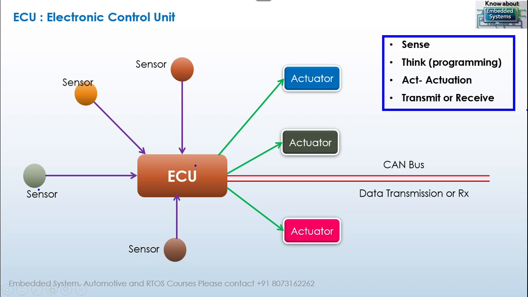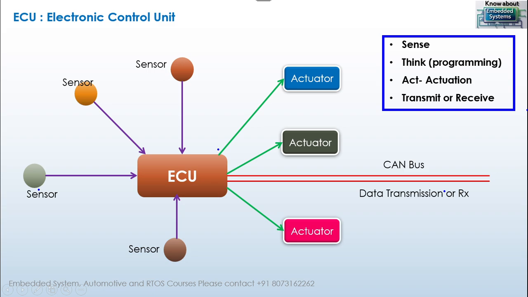In the vehicle, you will find more than 20 to 30 different ECUs. And these ECUs will communicate from one ECU to another ECU with proper information. Sometimes one ECU will transmit data to another ECU, and one more ECU will receive data from that ECU and pass it to the next ECU.